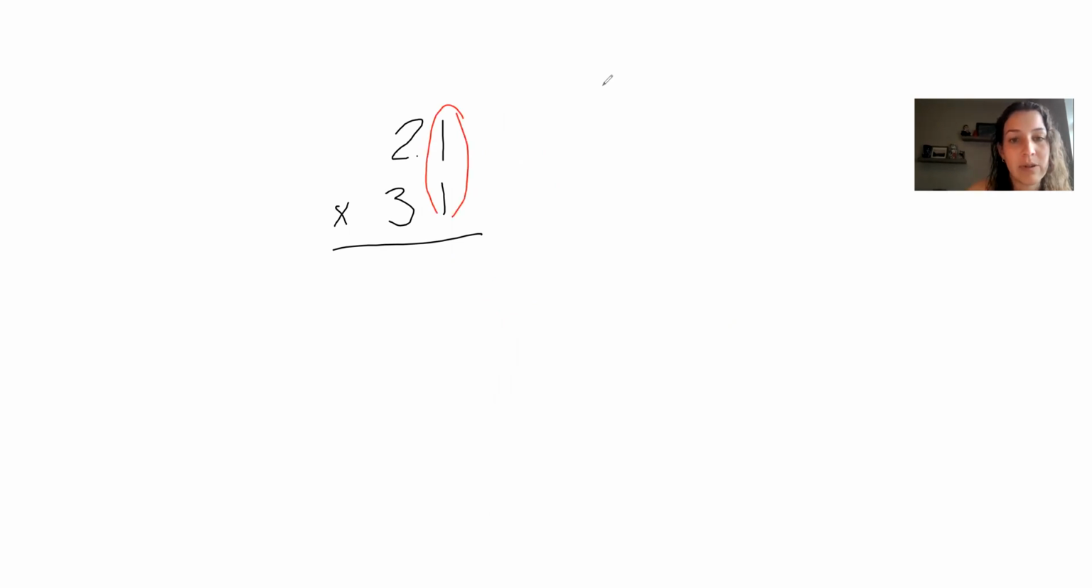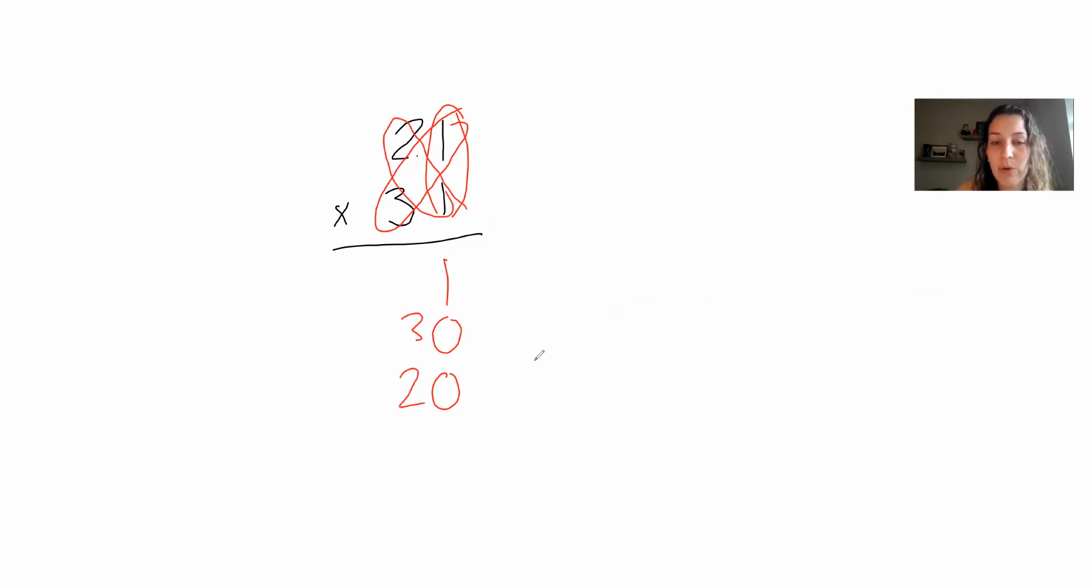So let's do another example real quick. Let's try 21 times 31. So let's start with the ones place. 1 times 1 is 1. And now shifting over to the tens place, we know we have to add zeros in the ones column. So 1 times 3 is 3. And 1 times 2 is 2.